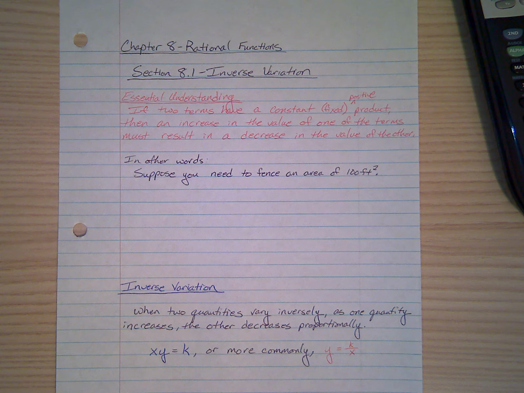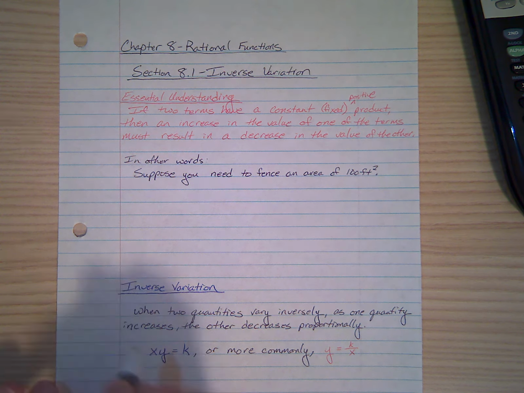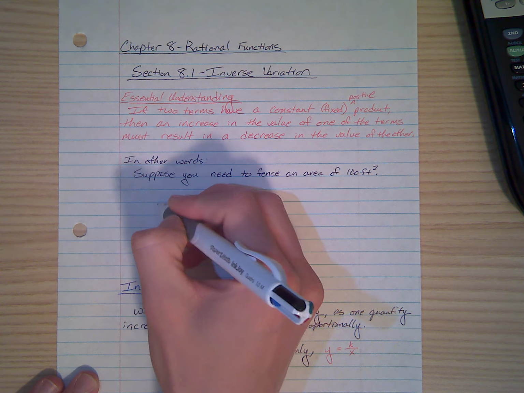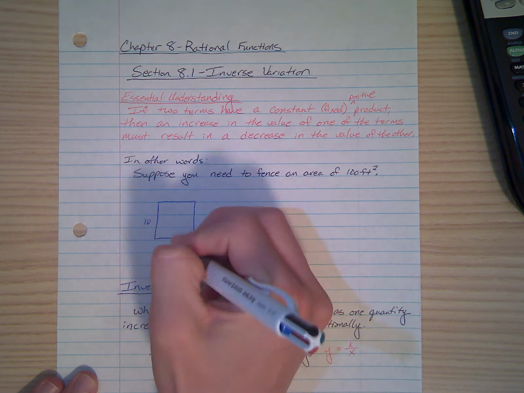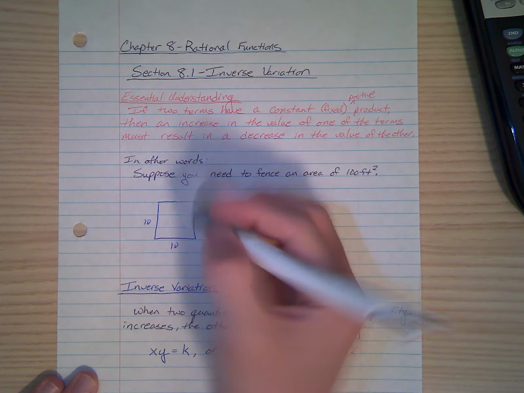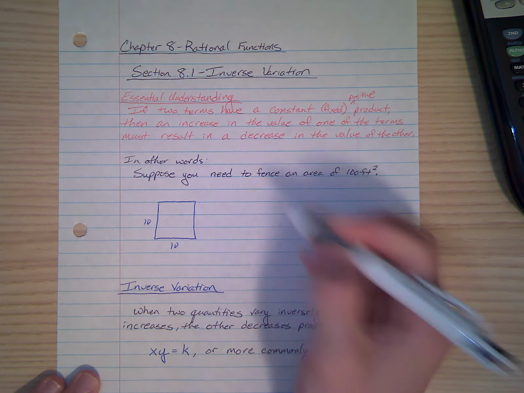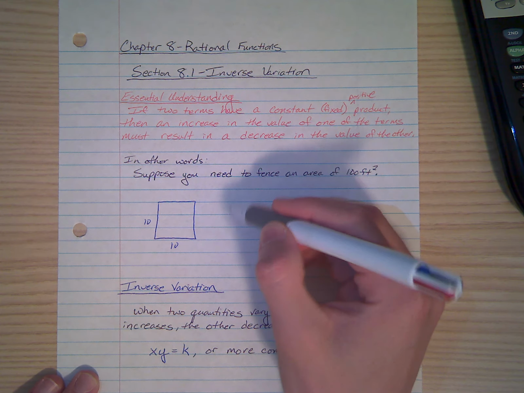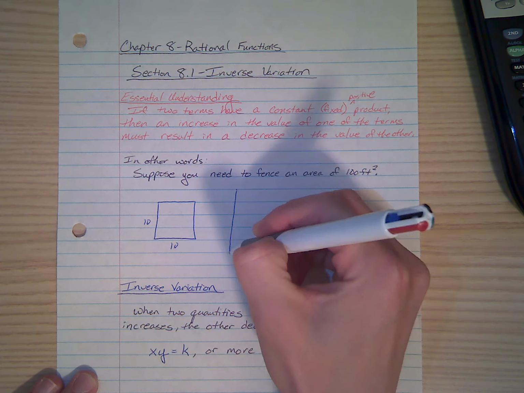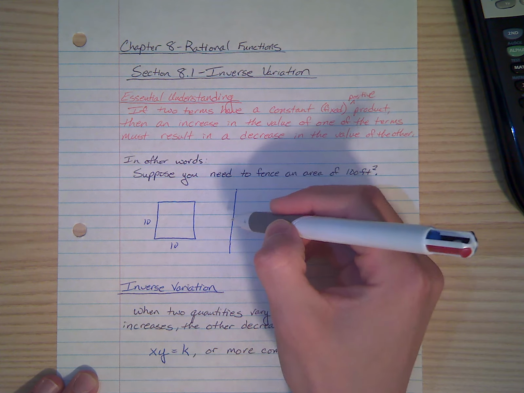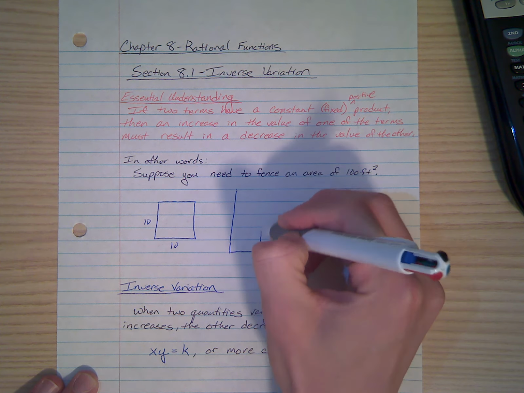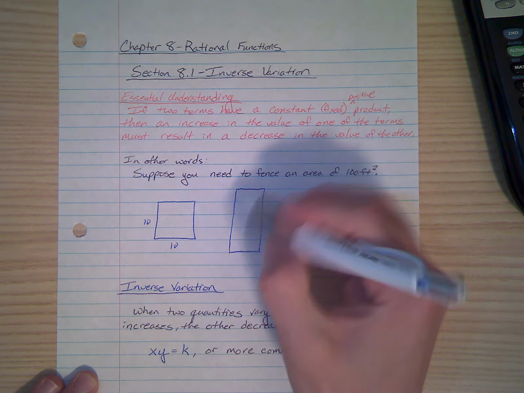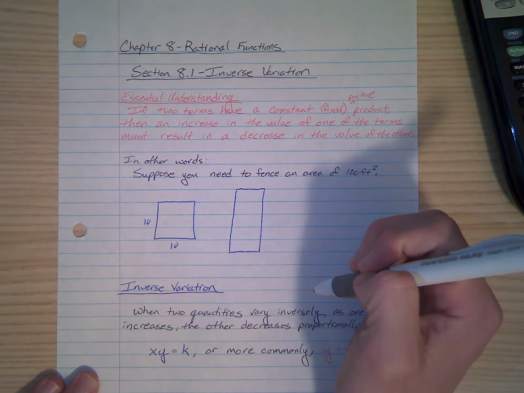Suppose you need to fence an area of 100 square feet. How can you do that? Well, the easiest way to probably do that would be pretend that's a square of 10 feet by 10 feet, because then you have 100 square feet. But let's say that you need to make it longer. If you make it longer, then it has to be not as wide for the area to remain the same. Does that make sense?